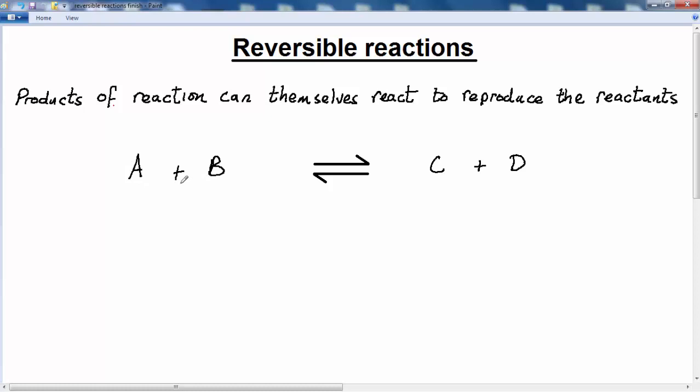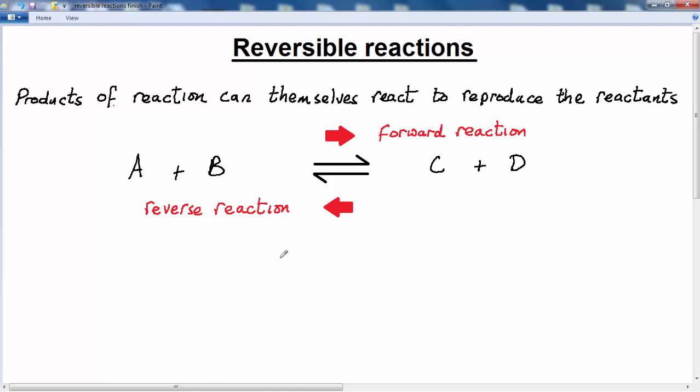So we have two reactions going on at the same time. We have a forward reaction, and at the same time that the forward reaction is taking place, there is also a reverse reaction, sometimes known as a back reaction. So you've got the forward reaction and the reverse reaction, both taking place at the same time. So it isn't like, first of all, A reacts with B and then sometime later C reacts with D. These two reactions are going on simultaneously.